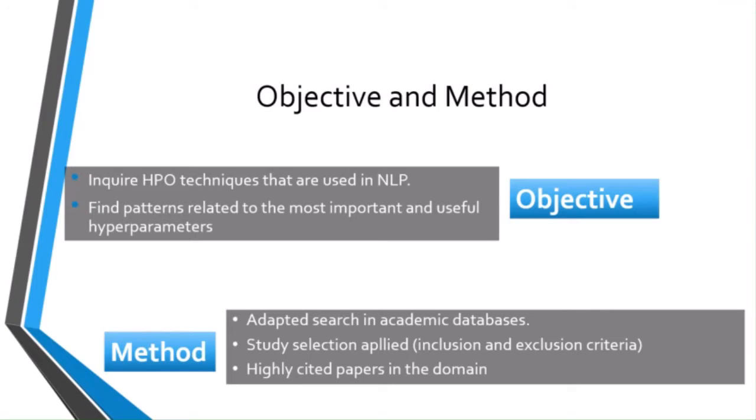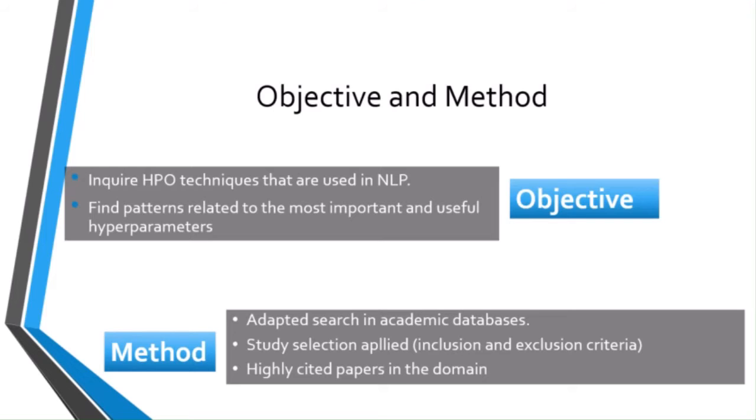In our work, we have inquired into the use of hyperparameter optimization in natural language processing. By investigating a group of papers in the domain, we try to spot the techniques used to optimize these hyperparameters as well as the tools used to tune them. We try also to find any pattern related to the most important and useful hyperparameters and set them apart from the less useful ones. We finally set a list of recommendations regarding the use of hyperparameter optimization in the context of NLP.